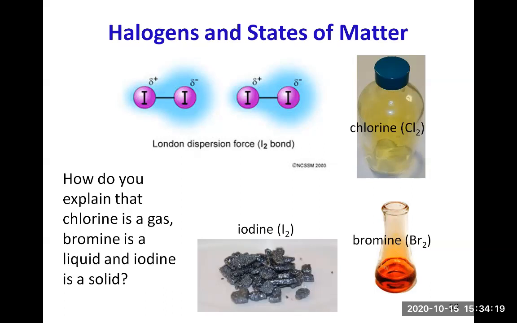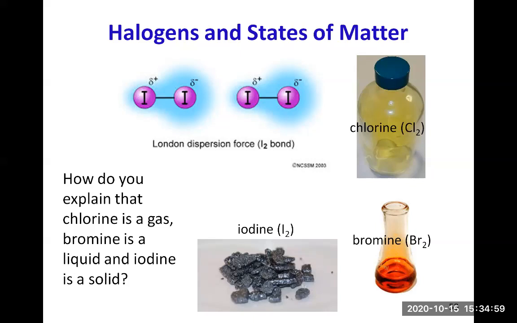And so the only intermolecular attractive forces that they experience are the London dispersion forces. And so we observe that chlorine is a gas at room temperature, bromine is a liquid at room temperature, and iodine is a solid at room temperature. How come they are in such different physical states? And so this suggests that the intermolecular attractive forces are stronger in iodine than bromine, and they are stronger in bromine than chlorine. And this is explained by the London dispersion forces, because these are all nonpolar molecules.